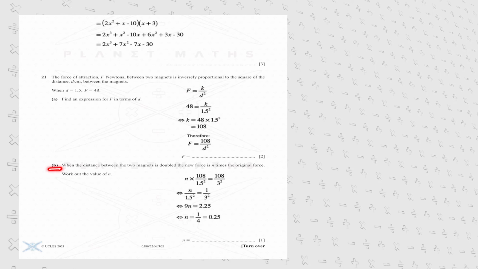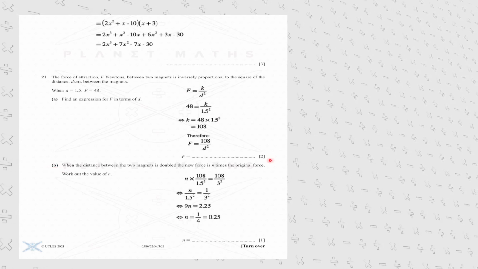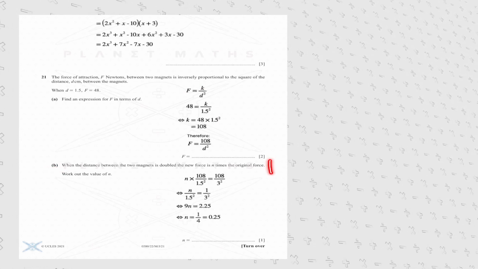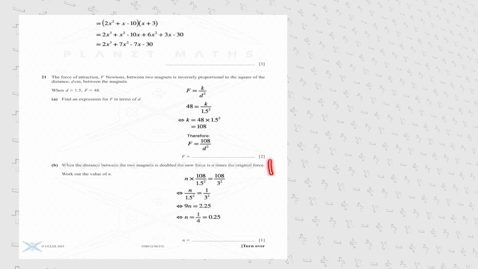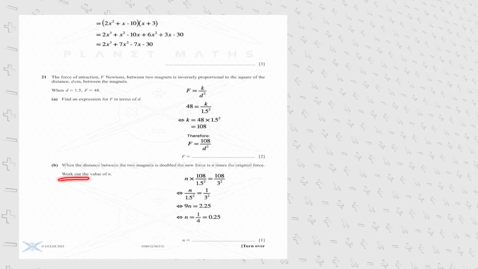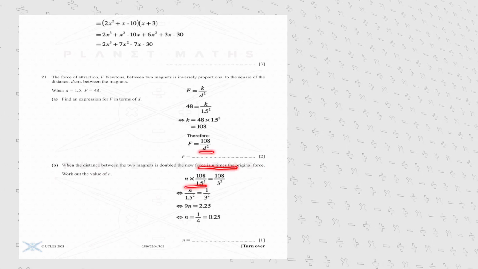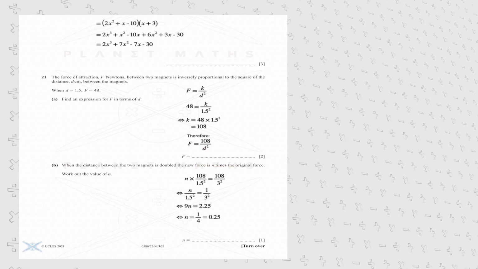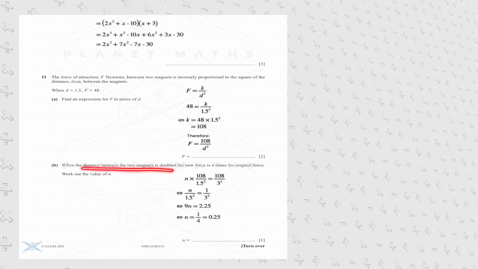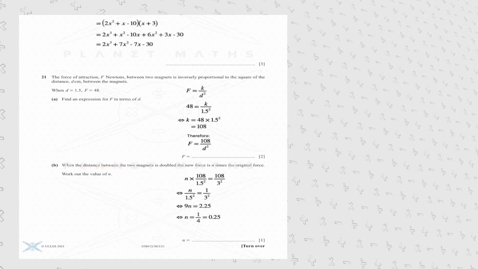On to part B of exercise 21, where it says that when the distance between the 2 magnets is doubled, the new force is n times the original force. We are supposed to work out the value of n. So in step 1, we will multiply the force by n. And it said that this should lead to the distance being double in size. Therefore, doubling 1.5 provides us with the value 3.